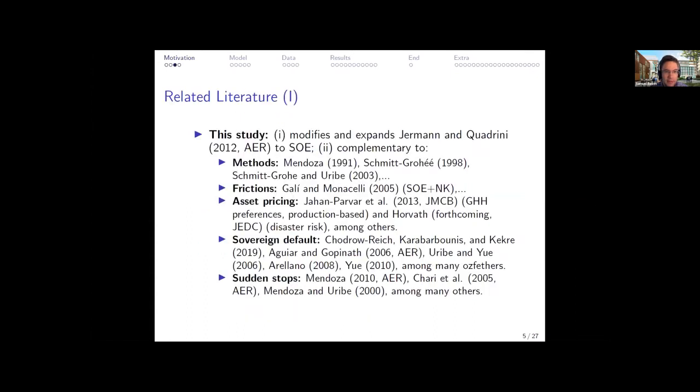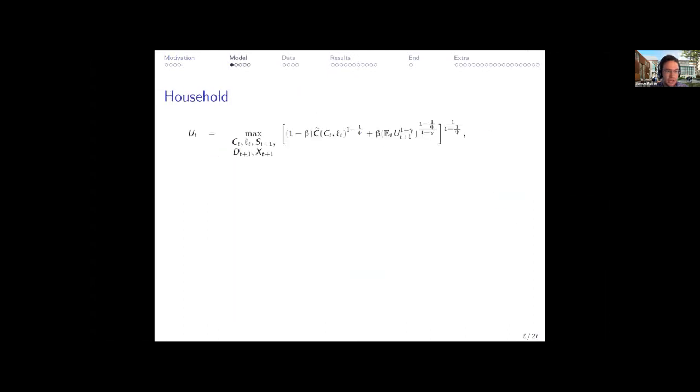So we are aware that we relate to a substantial literature, but let me skip ahead and just jump straight to the model. The household has Epstein-Zin recursive preferences where risk aversion and IES are captured by gamma and psi. The budget constraint is standard for the small open economy literature, but let me go over it just for clarity to cover the important terms.